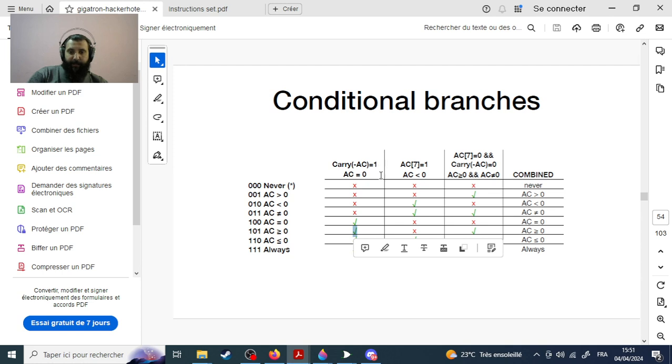Very simple. To check if IC is greater than or equal to zero, we have to check this. The carry must be 1, or the carry must be 0, but at the same time, the sine bit should be 0. The last one, the sixth, IC less than or equal to 0: either the carry is equal to 1 or the sine bit is equal to 1. Always one of these three conditions is true.